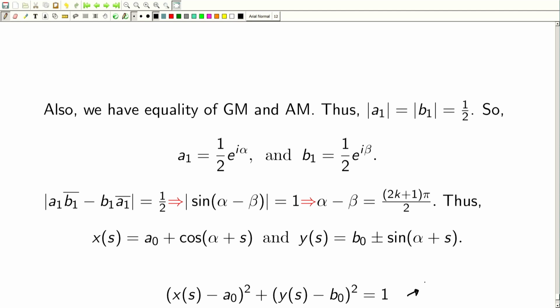So, this proves the isoperimetric inequality: for a simple closed curve with fixed length L, the area is always less than or equal to L^2 by 4 pi, and the equality will hold if and only if it is a circle. So, the circle is the simple closed C^1 curve which encloses the largest area. Okay. So, that is one application of the isoperimetric problem.